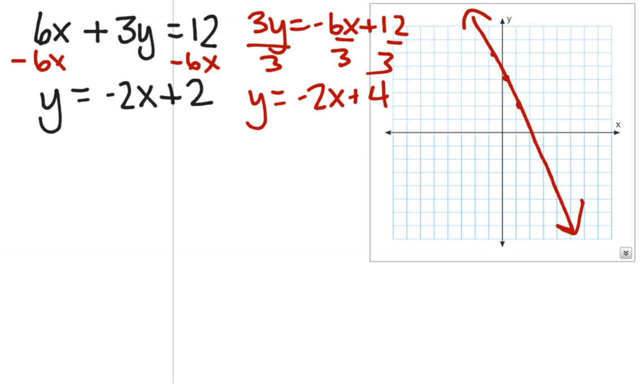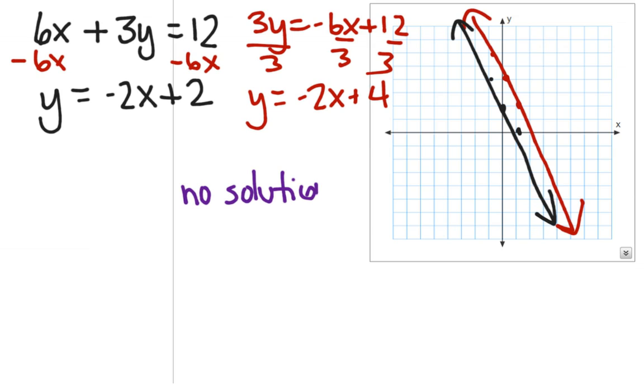So first equation's in red. Second equation we'll do in black. Y-intercept's at 2, up 2 on my y-axis, and down 2, right 1, or up 2, left 1. Because the two lines have the same slope, they do not intersect, so they have no solution. When two lines do not intersect and have no solution, it is an inconsistent system.